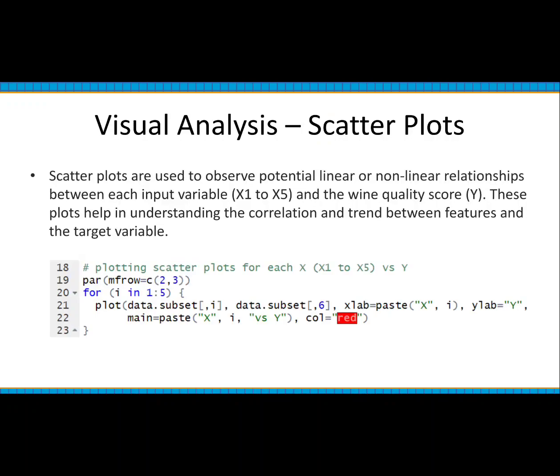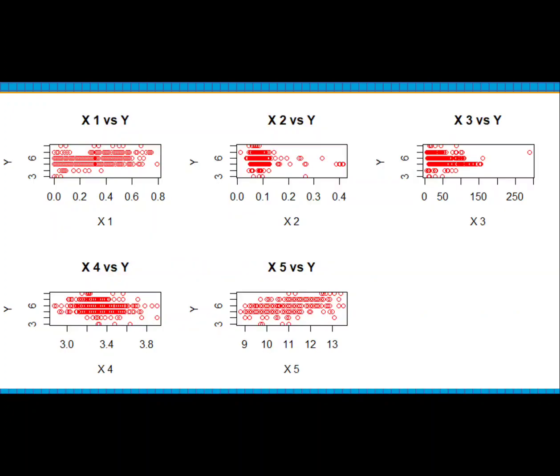In task 1, we need to perform two separate tasks. One is scatter plots, and the other is histograms. The scatter plots are used to observe potential linear or nonlinear relationships between each input variable from x1 to x5 and the wine quality y. Below you can see the R script for our scatter plots. Here we use two rows and three columns. For i in 1 to 5, we plot 5 scatter plots.